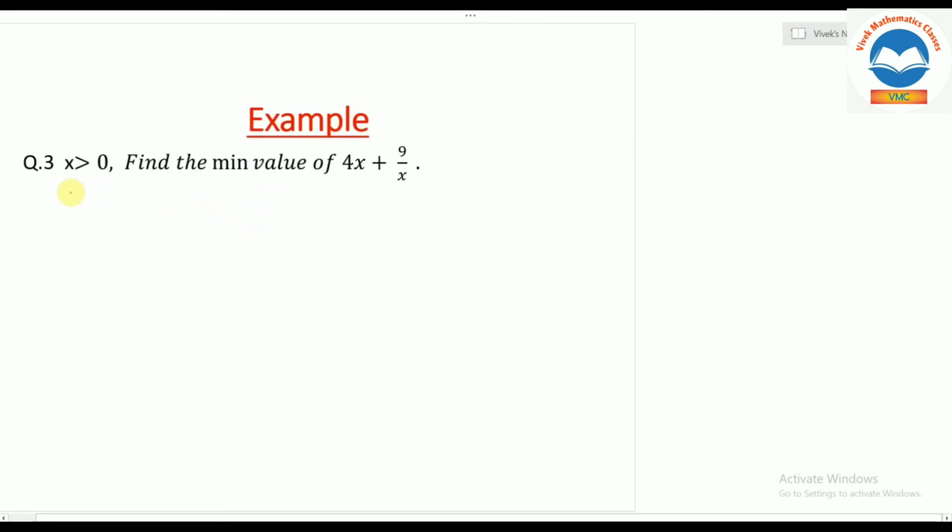Okay. Here we have taken one example. They are saying x is greater than 0. Find the minimum value of the sum of these two numbers, 4x plus 9 by x. So when you get this sum, you know that you will use AM. Okay, so we will apply it. We will consider the two numbers, 4x and 9 by x.